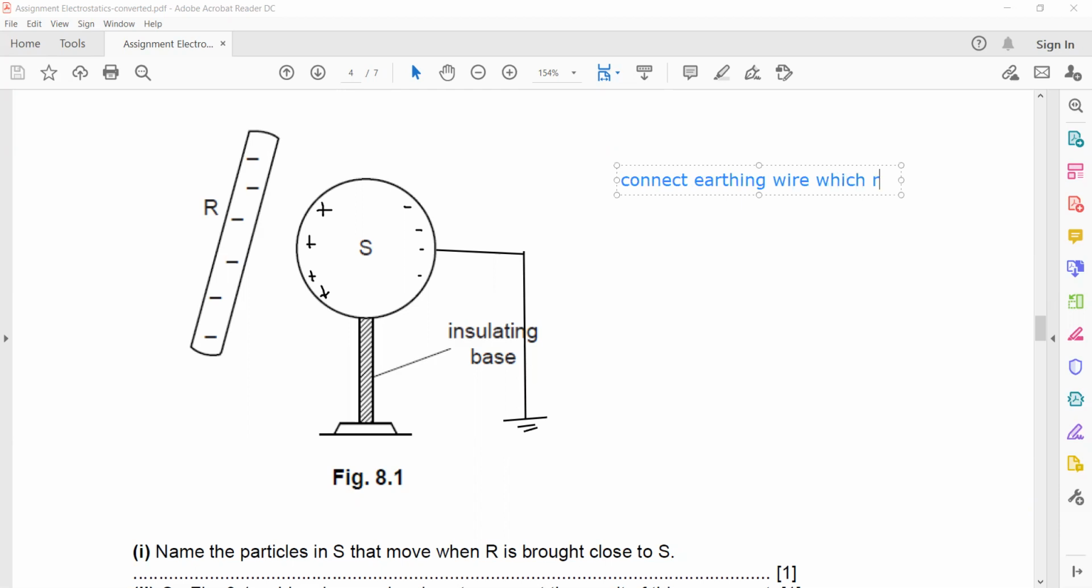which removes most of the negative charge from S. Then to make it permanently positive charge, remove the earthing wire.